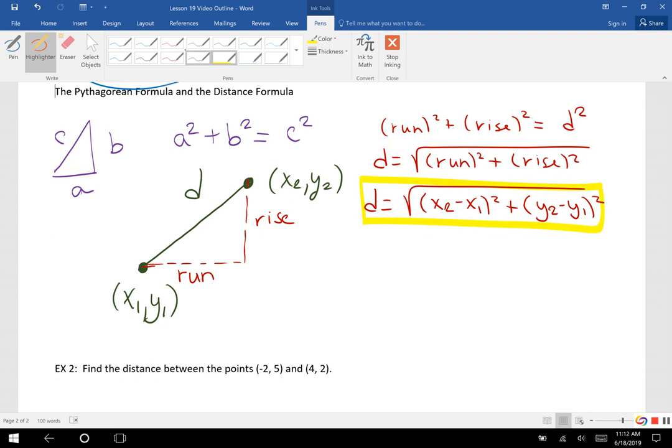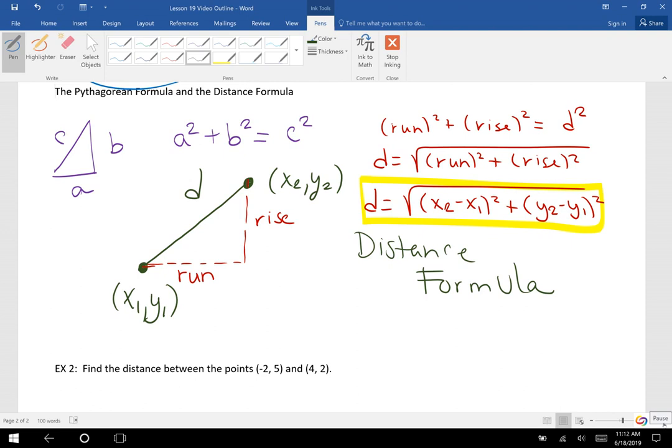So if we want to find the distance between 2 points, we can use what's called the distance formula, or it turns out we can actually draw a right triangle and use the Pythagorean formula. The two formulas really come from the same place. So let me show you an example.